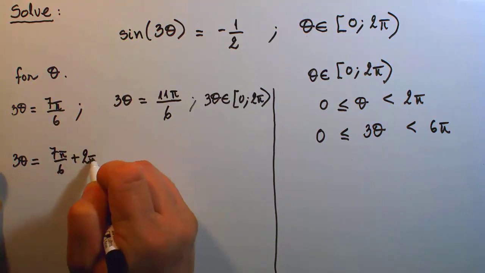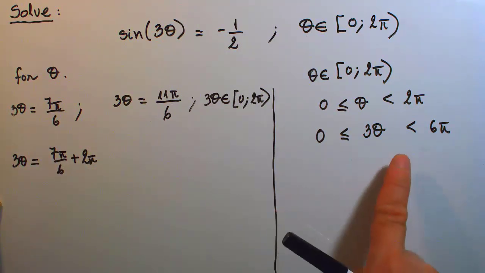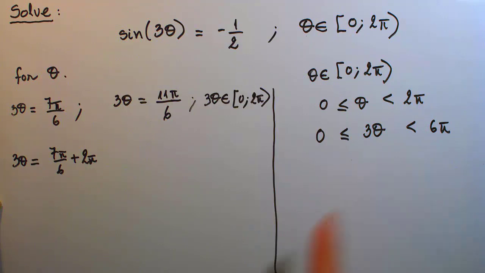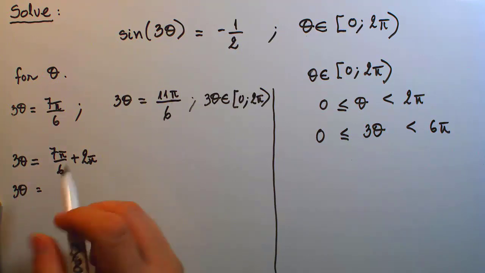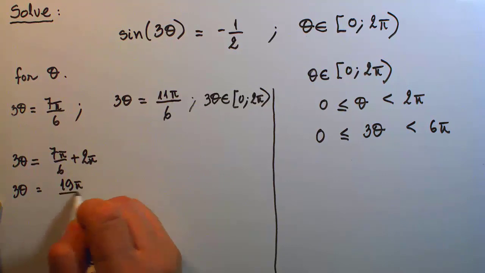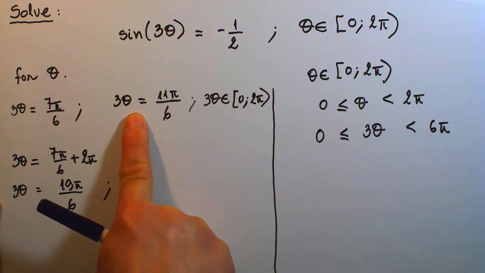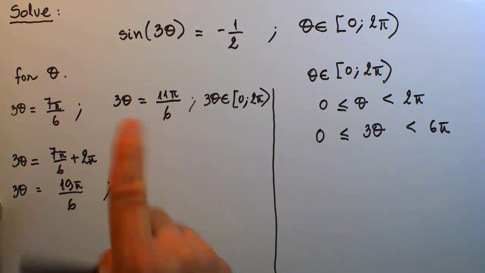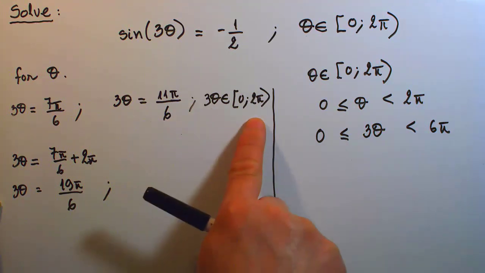a complete 2 pi rotation. Because adding a 2 pi to 7 pi over 6 is going to give us another value of 3 theta that's still inside of this restriction interval for 3 theta, which is consequently 3 theta equals 19 pi over 6. Similarly, I can do this same thing for 3 theta equals 11 pi over 6. So that is only one value where 3 theta is inside of the first rotation.